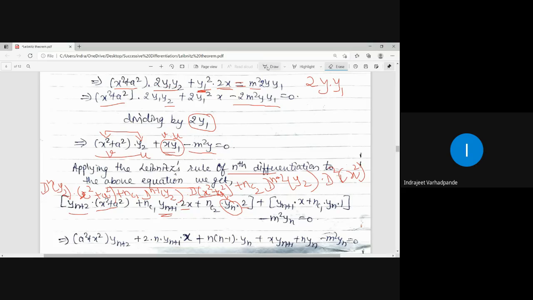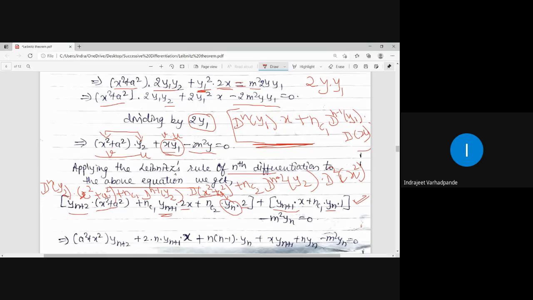Now for the second bracket, what will be the step? dn of y1 into x, plus nc1 dn minus 1 of y1 into d of x. It will be written only up to here because only the first derivative of x exists. So what is the result for this? yn plus 1 into x, plus nc1 yn into 1. Clear? This is the justification for this step. Are you writing down? Yes, sir.